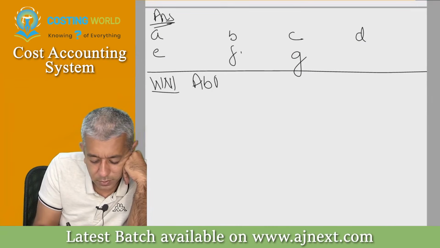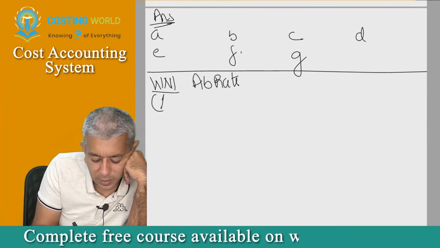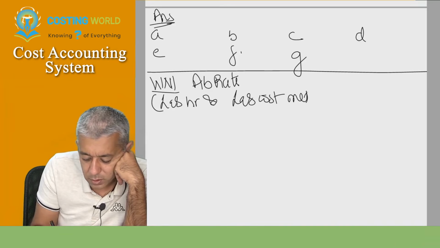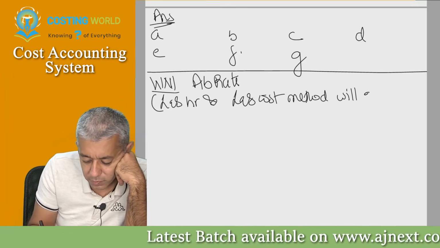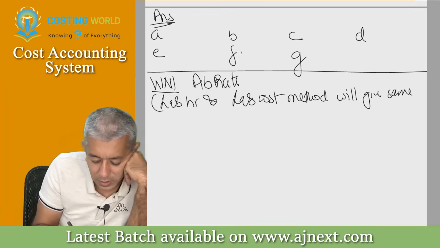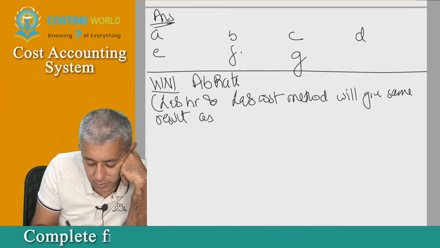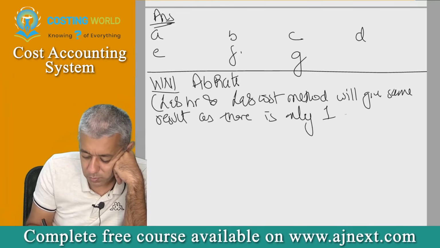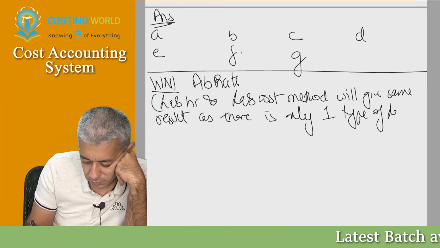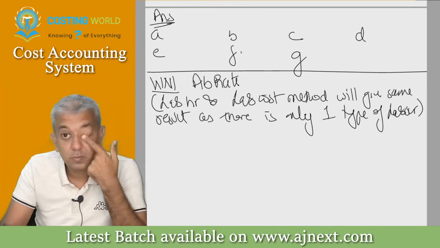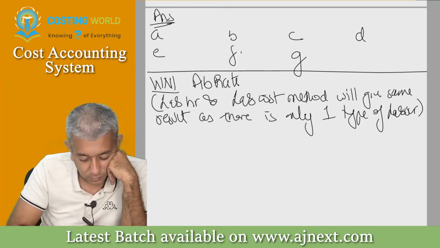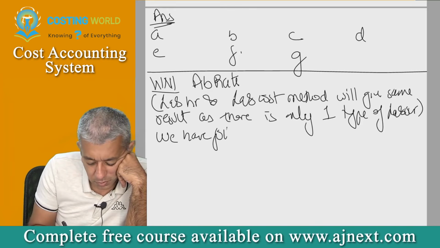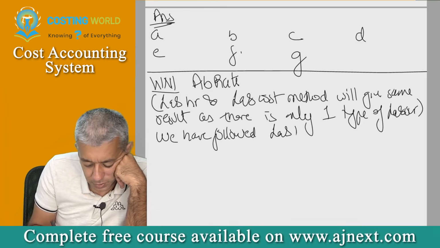Absorption rate. You all can write down: labor hour and labor cost method will give the same result as there is only one type of labor. So is the balance 66,000? Yeah. We have followed the labor hour method.